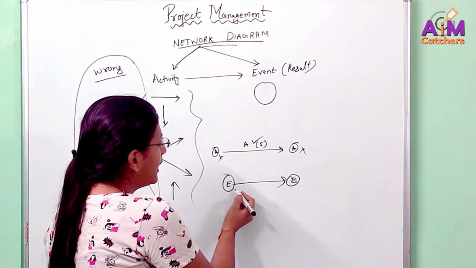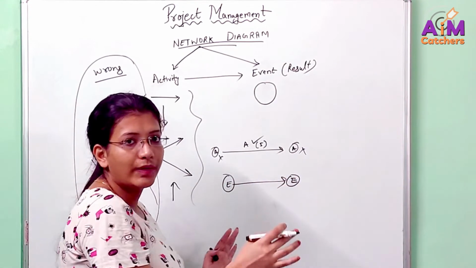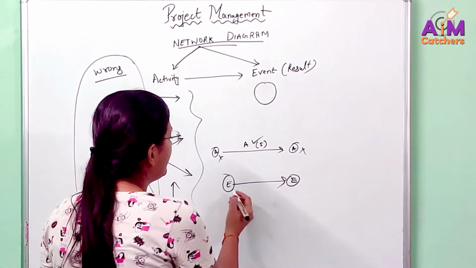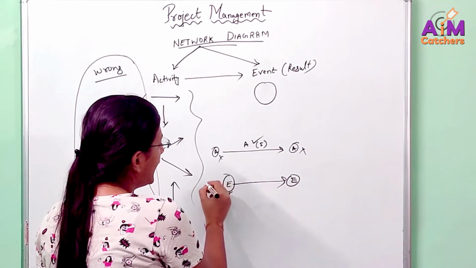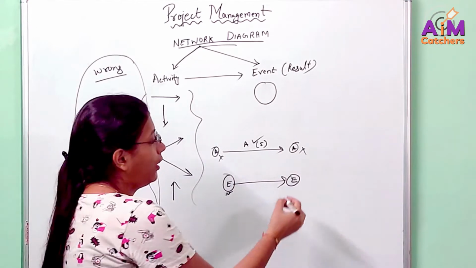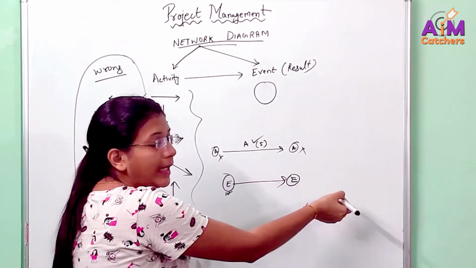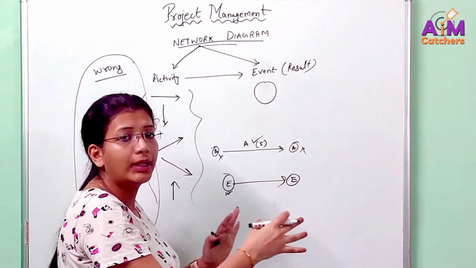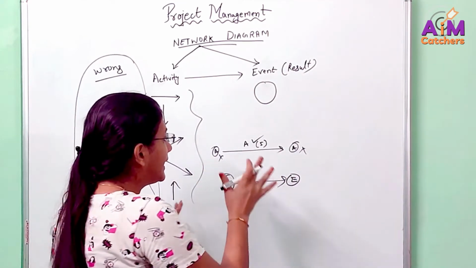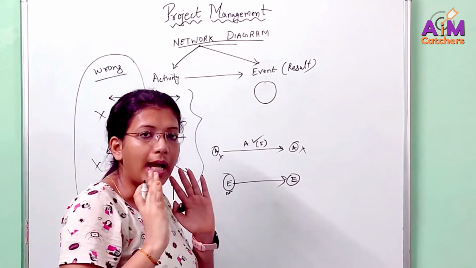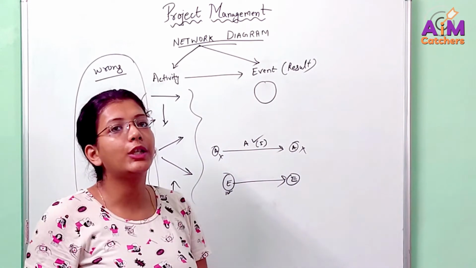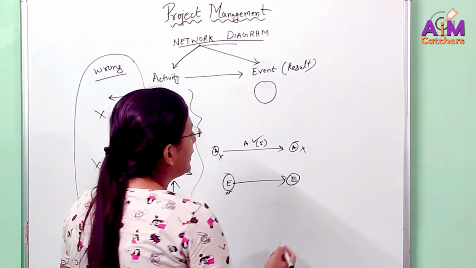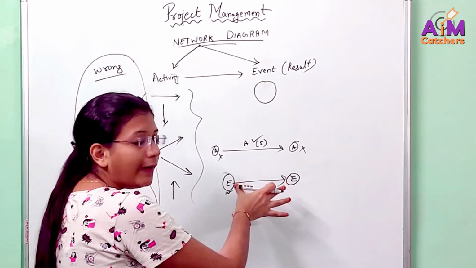In case of events, the first and the last event will not have an activity before or after them. So if this is the first event, it won't have any activity before it, or if this is the last event, it won't have any activity after it. But in between, if you have multiple events, they will have activity before and after them. But in case of activity, it will always start from an event and it will always end at an event. So you can write it as: an activity will always have two events.